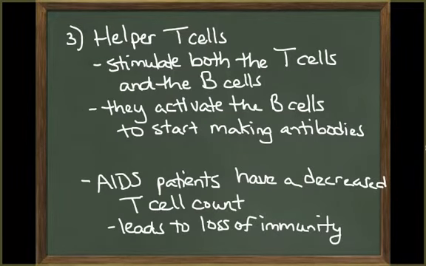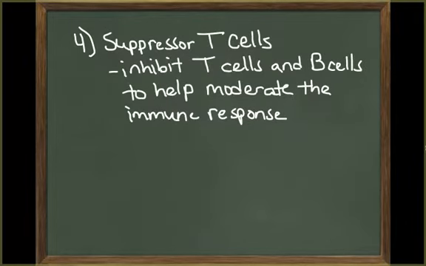The helper T cells can stimulate both the T cells and the B cells. They are vital to the immune response because they must activate the B cells before the B cells can start producing antibodies. In persons with AIDS, the helper T cell count is greatly decreased and is mostly responsible for the loss of immunity in AIDS patients. Suppressor T cells inhibit the T cells and the B cells to help moderate the immune response.